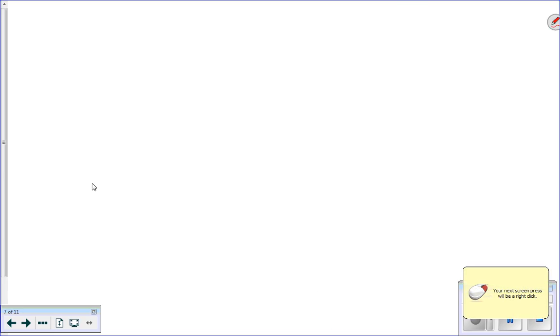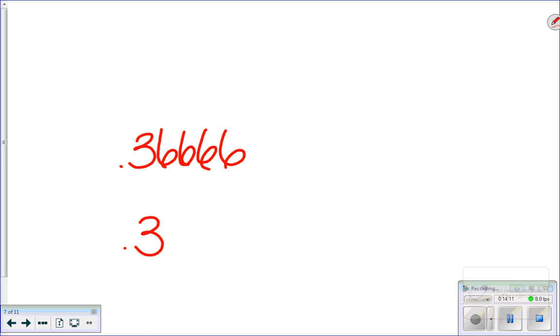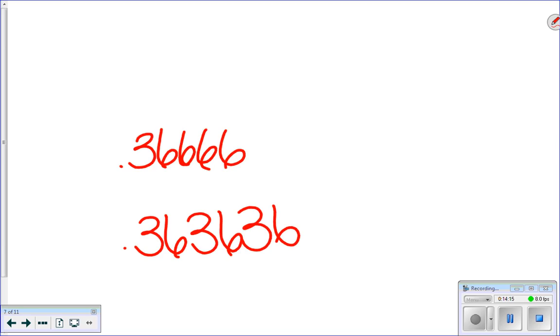Even if I have something like this. What's that? If it was like this, Merrick, I'm only going to put it over the 6 because the 6 is the only thing that repeats. If I come up with the answer like this, then I'm going to also put it over the 3 because that also repeats. You see how that also repeats?